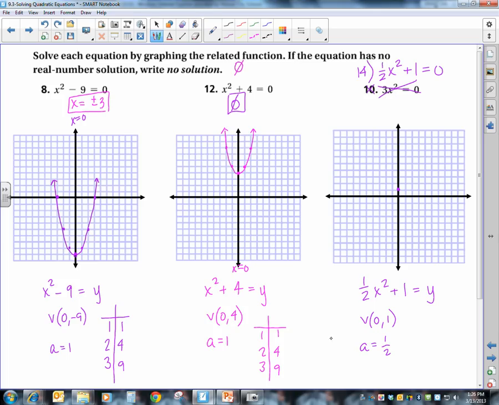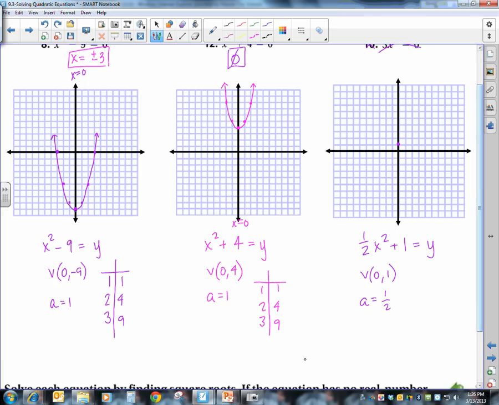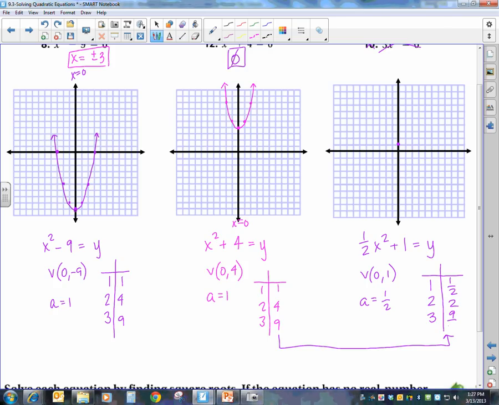So I'm going to take those key points and steal them from here instead of writing them again, but you could write them again if you needed to. My x's will stay the same, but I'm going to multiply each y value by 1 half. So 1 times 1 half is 1 half. 4 times 1 half is 2. And 9 times 1 half is 9 over 2, or 9 halves, 4 and a half.